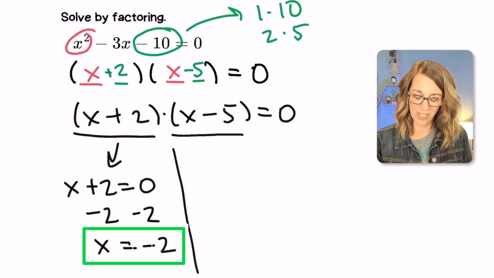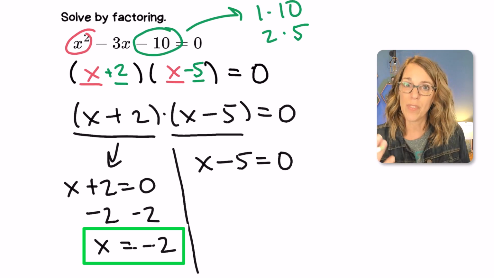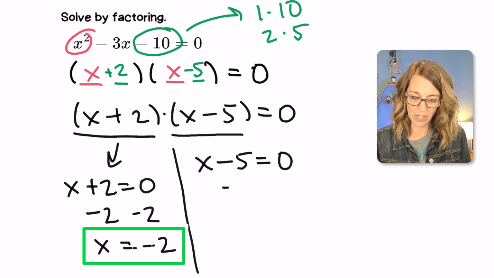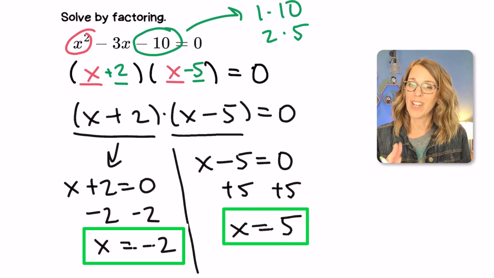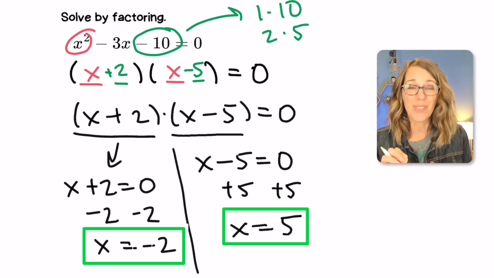Okay, let's do the same with the next one. So I've got x minus 5 equals 0. How would I make x minus 5 equal 0? It would be with a positive 5, but I could also solve it. Sometimes they're not quite as easy to see. And then this one would be x is equal to 5. So I've got two solutions to this quadratic equation, to my degree 2 equation.